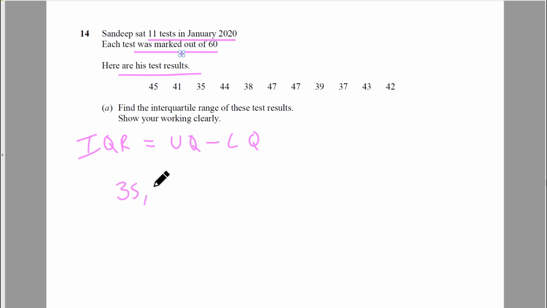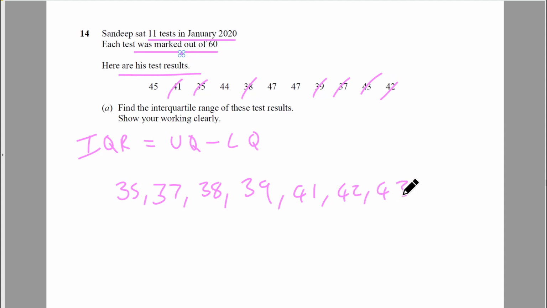35, 37, do be careful with this. Get one number wrong and you'll mess up your answer. Right, 38, 39, 41, 42, 43, 45, 47, 47.